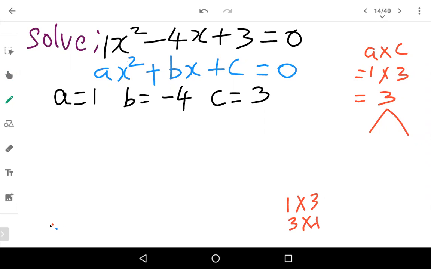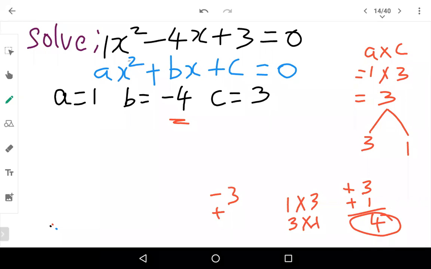Okay. Now here, if I take 3 and 1 and if I add 3 plus 1, I'm going to get plus 4. But this answer should be the same as the b value. Now I can make some changes in the signs here. When I make some changes in the sign, I should get minus 4. Now if I consider minus 3 plus 1, what will my answer be? My answer will be minus 2. I will not get the value of b, so I cannot use it.